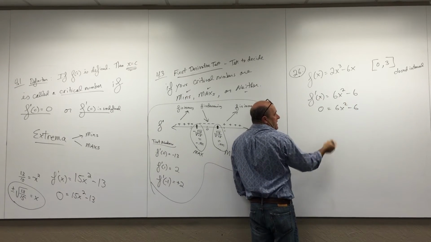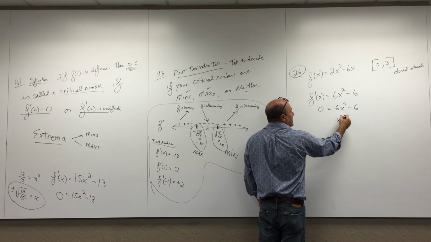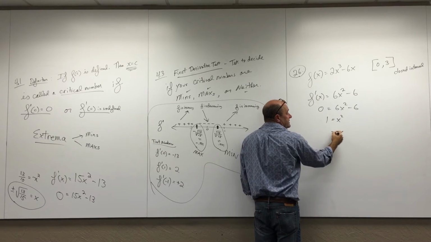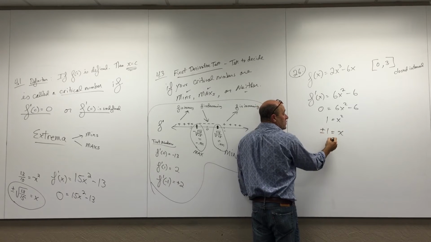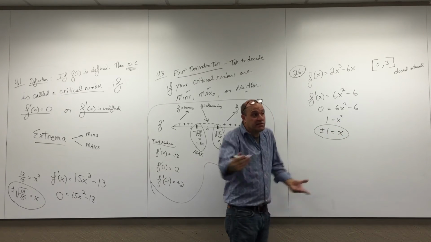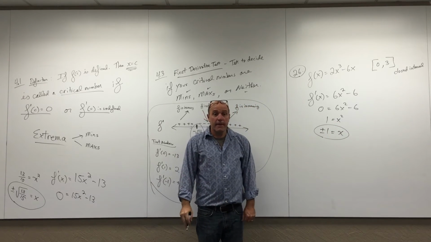Move the 6 over, however you do it. Divide by 6, I get x squared equals 1. X is? Plus or minus 1. I got 2 critical numbers. Maybe one's a min, maybe one's a max.